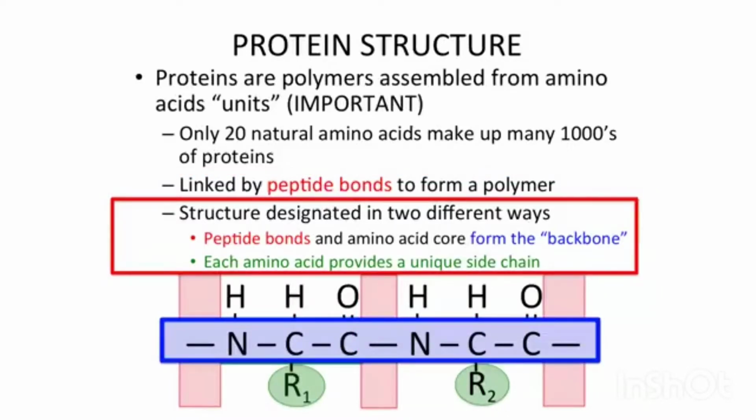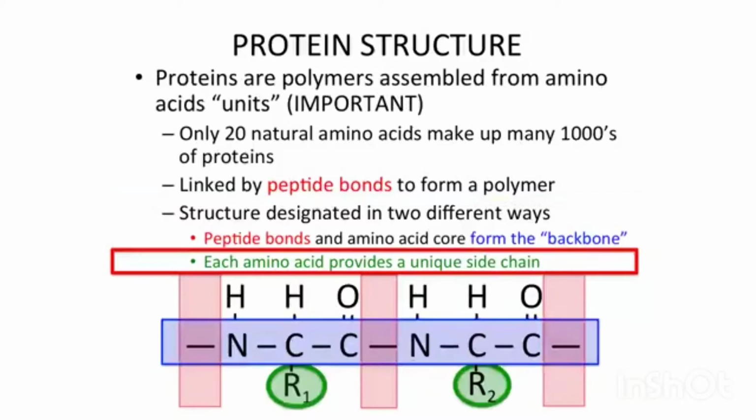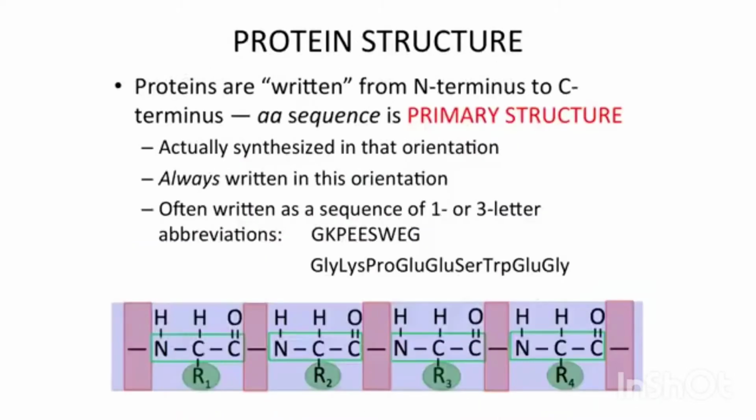And you can see that the backbone is simply a repeating NCC, NCC, amino, alpha carbon, carboxyl, amino group, alpha carbon, carboxyl, and so on for the length of the protein. But they have these side chains, and each amino acid brings a unique side chain, and that uniqueness allows special and variable properties of the protein, and specifically the ability to fold into three-dimensional structures.